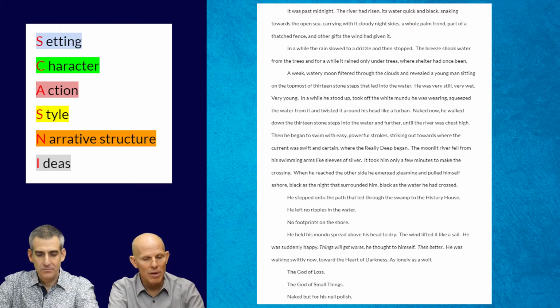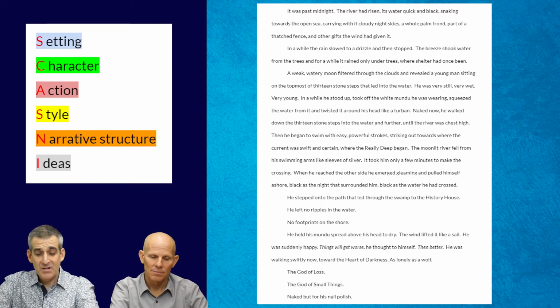It took him only a few minutes to make the crossing. When he reached the other side, he emerged gleaming and pulled himself ashore, black as the night that surrounded him, black as the water he had crossed. He stepped onto the path that led through the swamp to the history house. He left no ripples in the water, no footprints on the shore. He held his mundu spread above his head to dry. The wind lifted it like a sail.